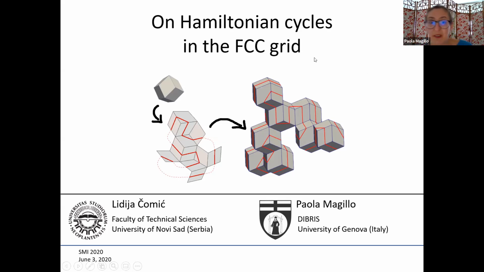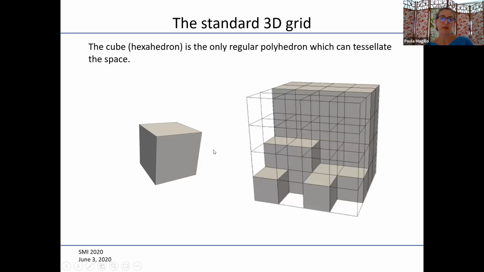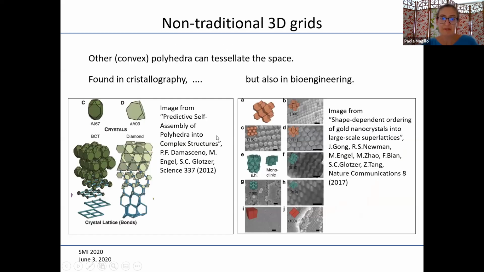And the first question is, what is the FCC grid? We are talking about how to tessellate 3D space. We know that the only regular polyhedron which can tessellate the 3D space is the cube. But if we move from regular to general convex polyhedra, we have many other ways to tessellate the 3D space. And they are found not only in the mind of mathematicians, but also in nature, in crystallography, for example, or also in new sciences like bioengineering.